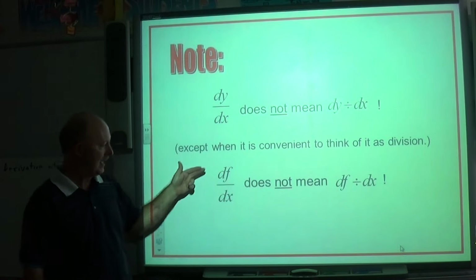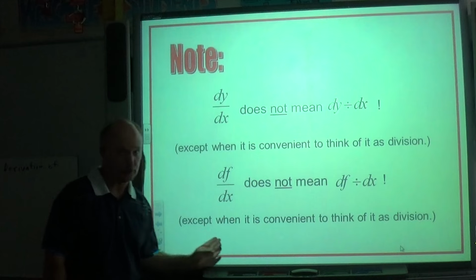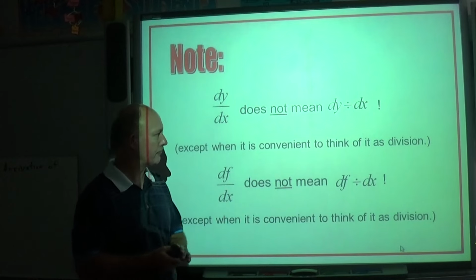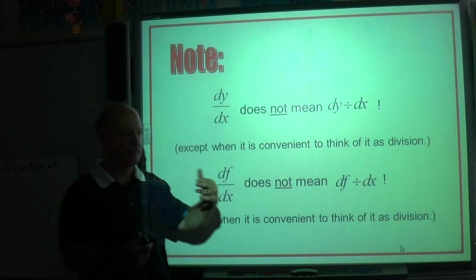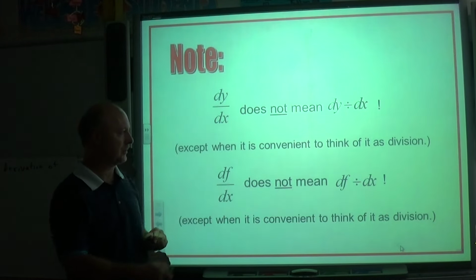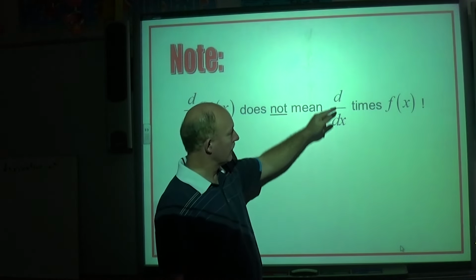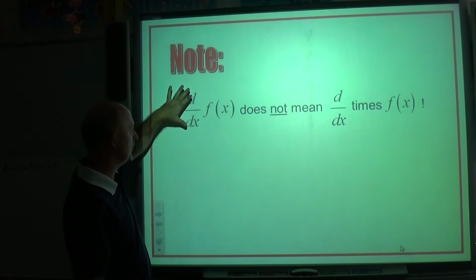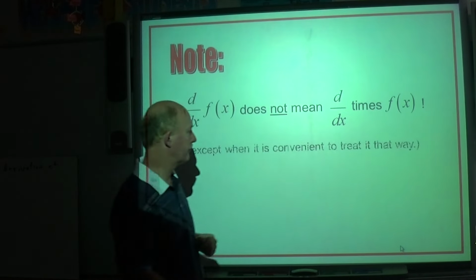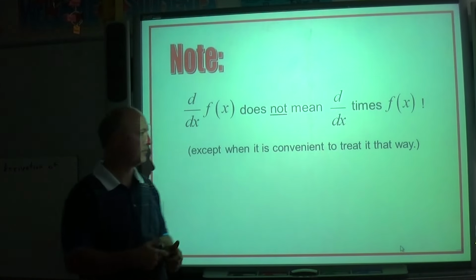Also, df over dx does not mean df divided by dx, unless it's convenient to think of it as division. Sometimes it's convenient to look at it like that, but just keep in mind that when you see the notation dy over dx, it does not mean dy divided by dx. Now, d over dx of f of x does not mean d over dx times f of x. This is not a multiplication, this is the derivative of f of x. Unless sometimes it may be convenient to treat it like a multiplication.